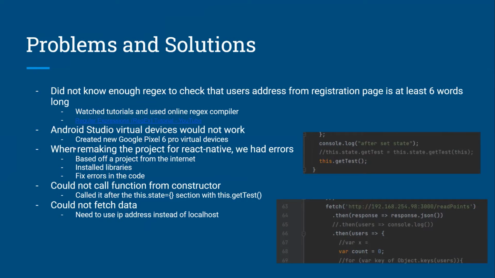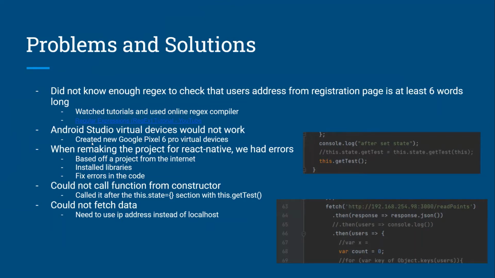And then I'll just briefly go over our old ones. Android Studio's virtual devices wouldn't work, so we had to create new ones, specifically Google Pixel 6 Pro virtual devices. When we remade the project in React Native, we had some errors. This is mainly because we used a project off the internet and just adapted it.